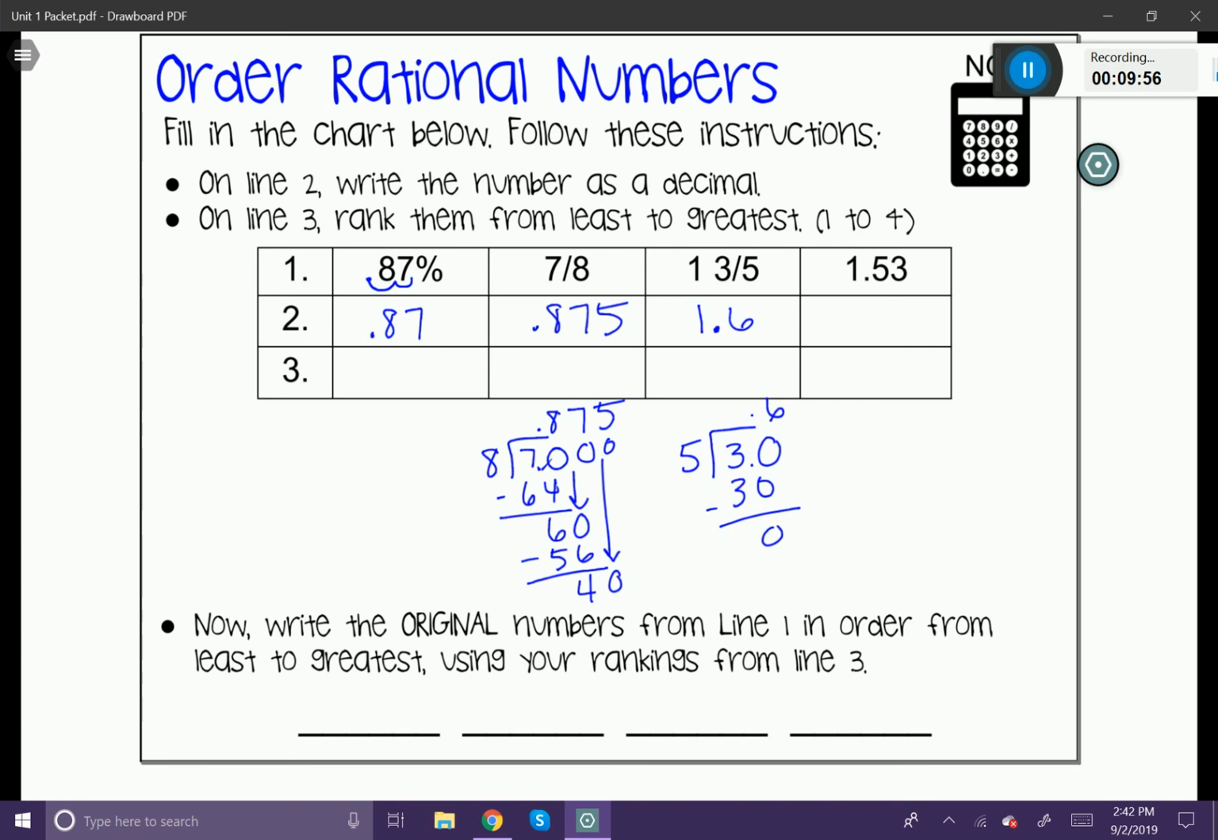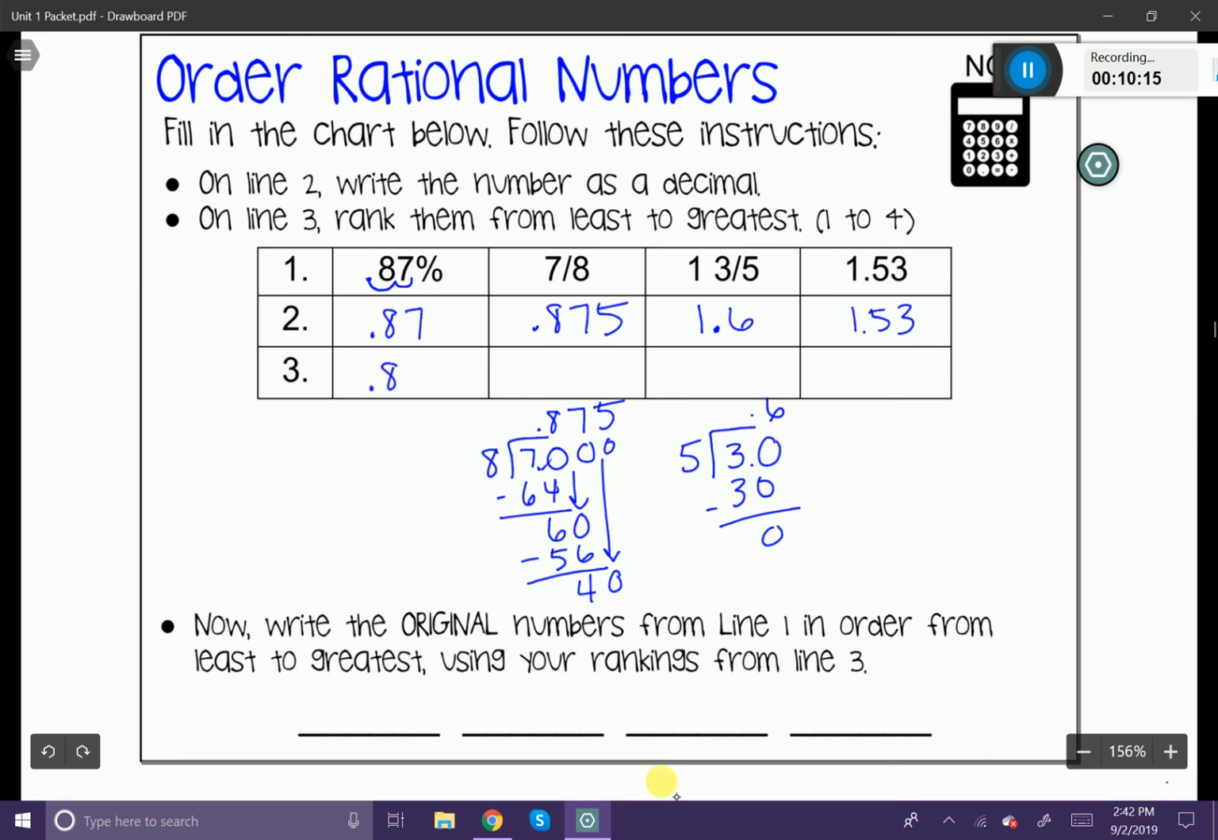And then the last one, oh, I love these ones when they're already written in decimal form. Those are the best. Now that I have them all written in decimal form, let's go ahead and put them in least to greatest form. So my least number here, you can see it's going to be either of these two on the left side. And the least one is going to be the 0.87.